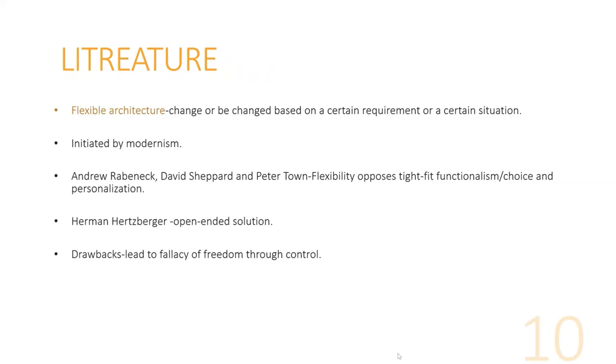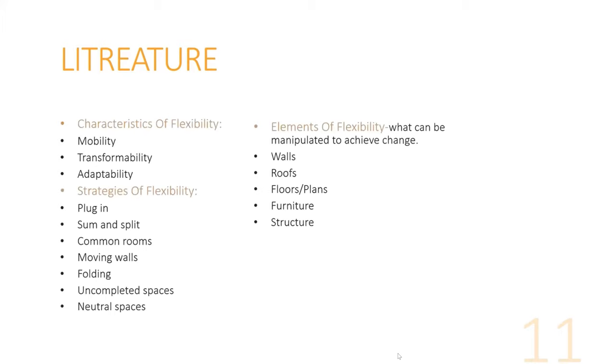The literature also digs deep into the notion of flexible architecture, which is to change or be changed based on a certain requirement or situation, and was initiated by modernism. It allows a high level of choice and personalization by providing open-ended solutions through the freedom of control. The literature also highlights the main characteristics of flexibility, which include mobility, transformability, and adaptability.